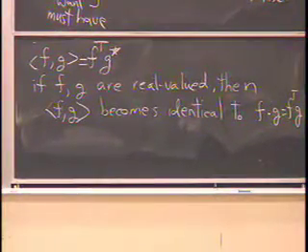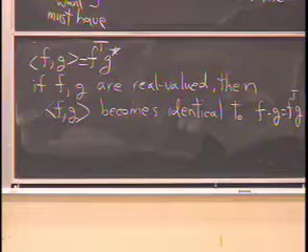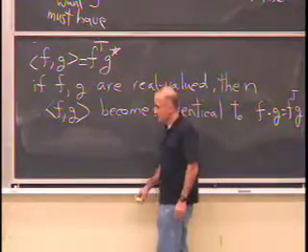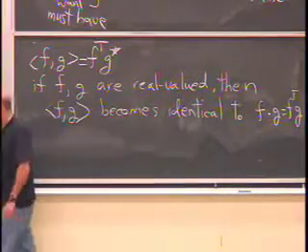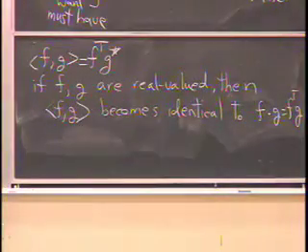Because G is real valued, when I take its complex conjugate, I get the same thing back. Okay?